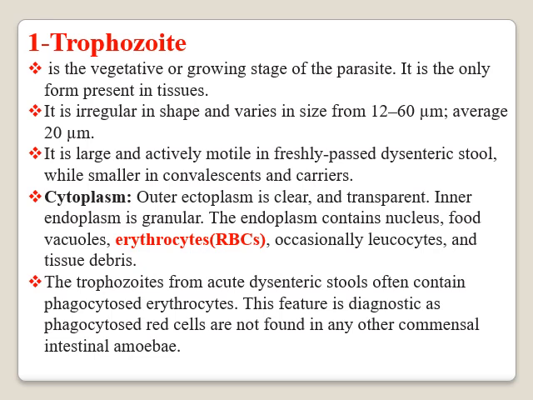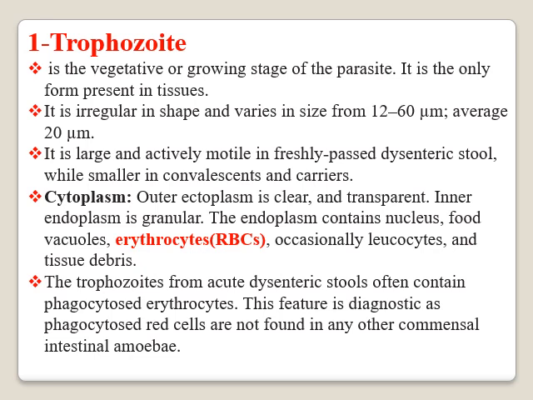It contains cytoplasm, which differentiates into ectoplasm, which is clear and transparent, and inner endoplasm, which is granular. The endoplasm contains the nucleus, food vacuole, and erythrocytes, RBCs. It is the characteristic feature of Entamoeba histolytica and differentiates it from other amoebae by the presence of erythrocytes, RBCs, in their vacuoles. It also presents leukocytes and tissue deposits.